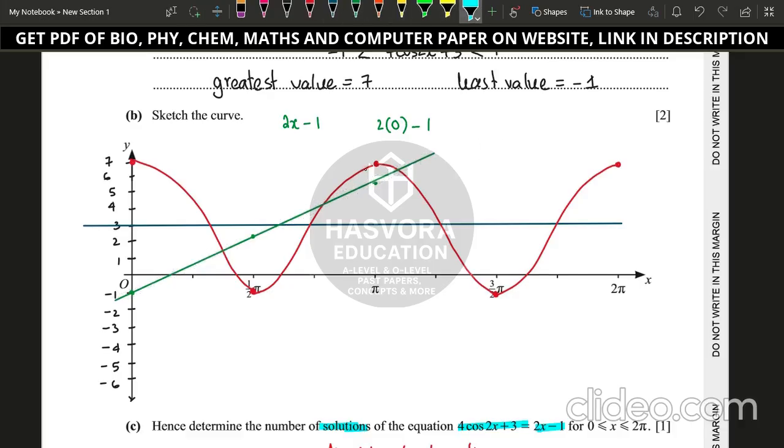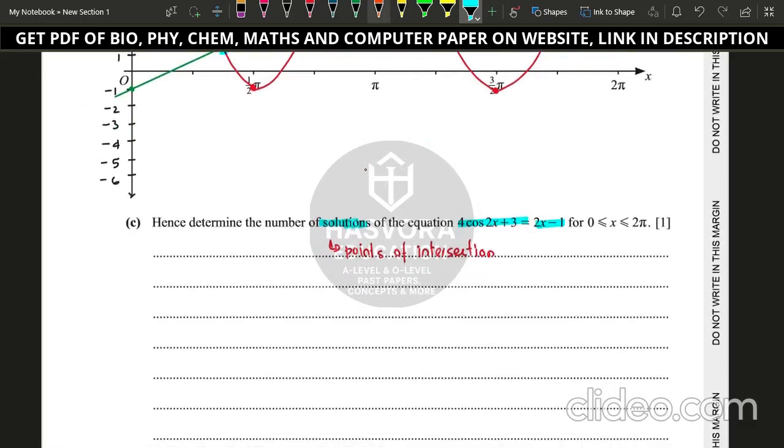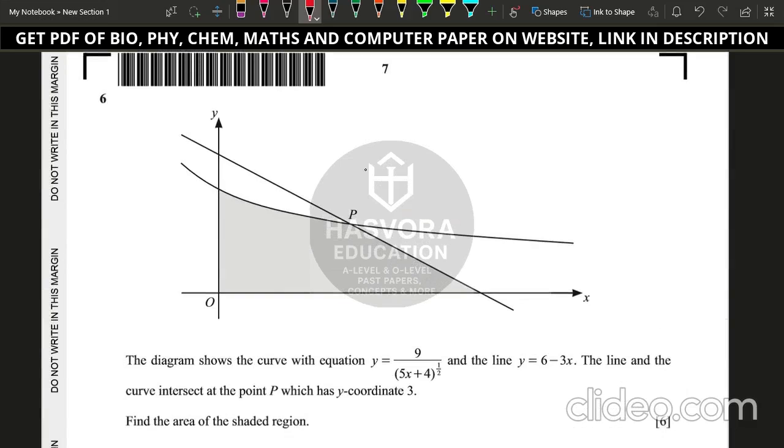Now you just see at which points it is cutting the curve. One is this point, the second is this point, and this is the third point. So it is intersecting at 3 points. This means how many solutions? This means there are 3 intersection points, or 3 solutions for this equation. Just as simple as this. Hope you understand. Let's move on to question number 6.